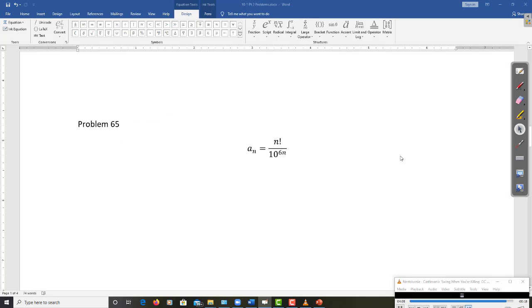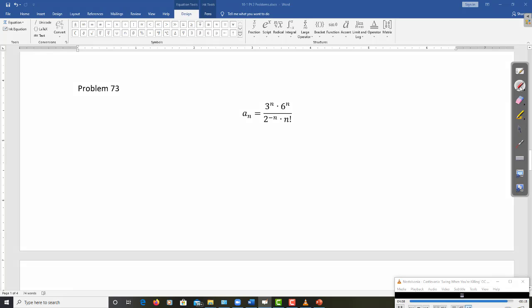A few more examples to go. Let's look at this one. 3 to the n, 6 to the n. Well, the main thing here is that I can put that 2 to the n up top. That becomes 2 to the n times 3 to the n times 6 to the n over n factorial, which I guess would be 6 to the n times 6 to the n, or 6 squared, so 36 to the n over n factorial.